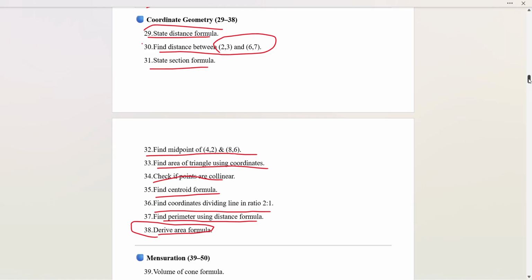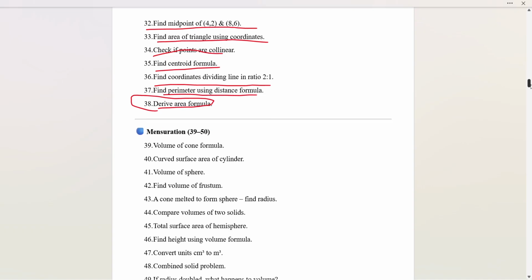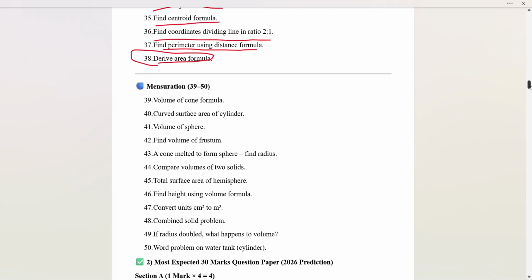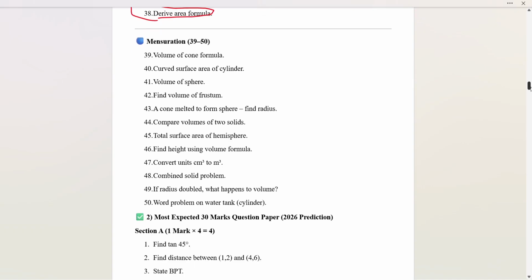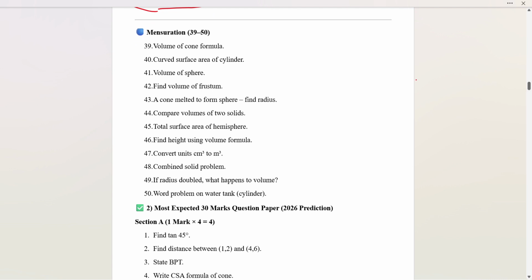Your whole chapter is revised. One question from it will be asked in your board exam, so prepare all these questions. Next, mensuration is high weightage, a 6 to 8 marks chapter.